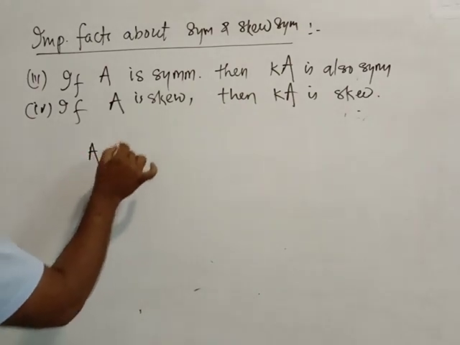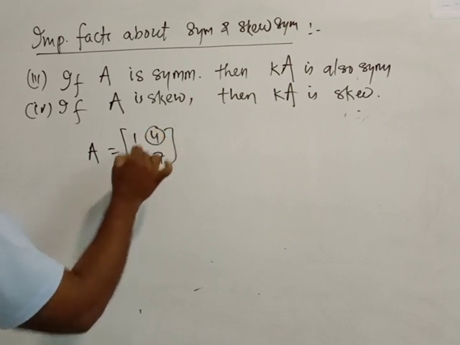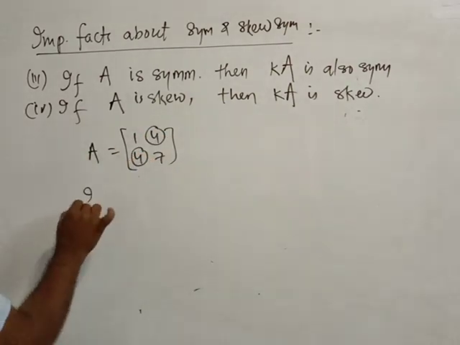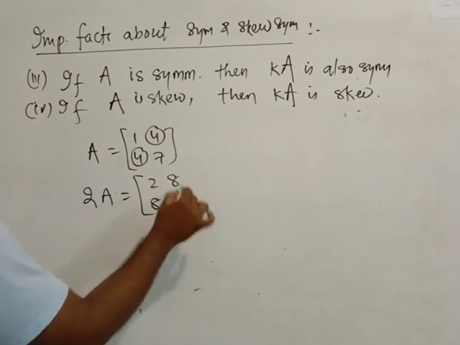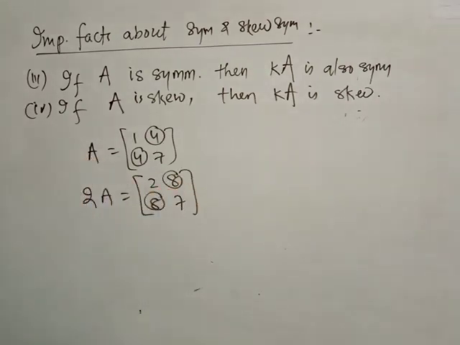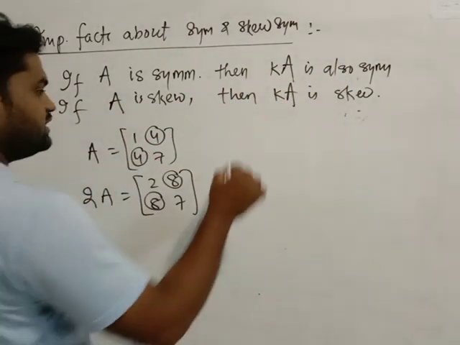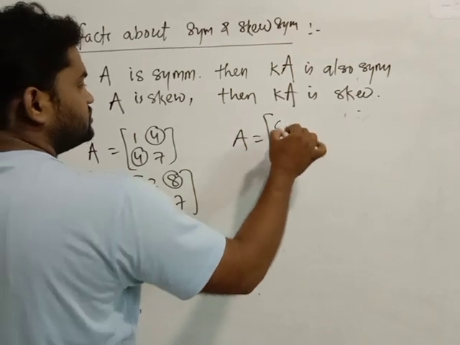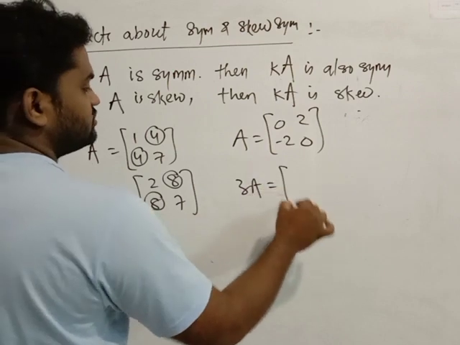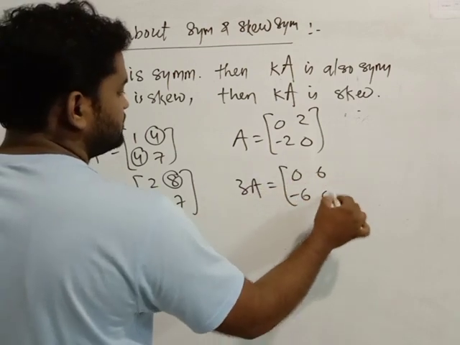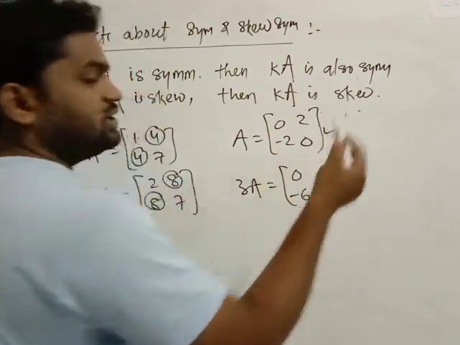Simply, let us take an example. Let A be 1 4 4 7. This is a symmetric matrix, yes or not? Then 2 times A is 2 8 8 14, and this is also symmetric. So A symmetric, constant times A also symmetric. Similarly, if A is a skew symmetric matrix 0 2 minus 2 0, then 3 times A is simply 0 6 minus 6 0. Again this is a skew symmetric matrix.